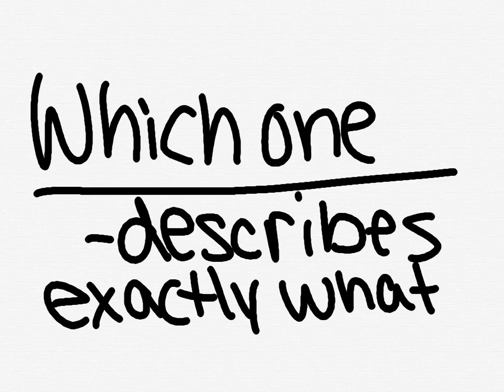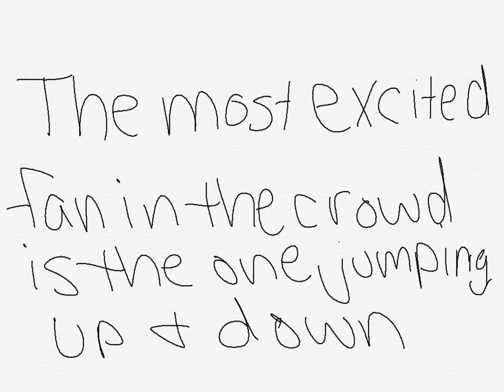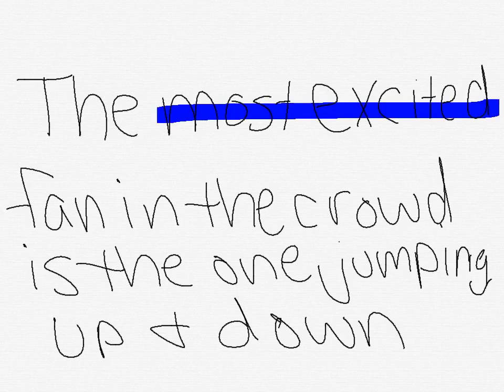The next kind of question is which one. Which one describes exactly what kind the speaker is talking about. In the sentence, the most excited fan in the crowd is the one jumping up and down. What answers which one? You may pause the video to answer. The correct answer is most excited. This is because the sentence isn't talking about any fan that is excited, it's talking about the most excited fan in the crowd. That is why it describes exactly which one.